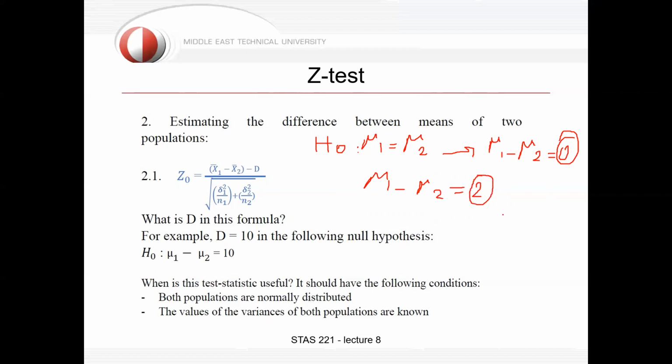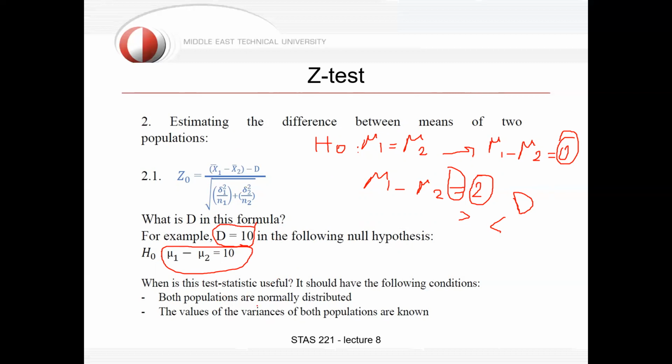This one, I can call it D. So we denote it by D, as I also mentioned here. So you see in this example, D is equal to 10. And it's not always equality, be careful. Sometimes it could be more than, less than, and so on. Okay, now in case that both populations are normally distributed.